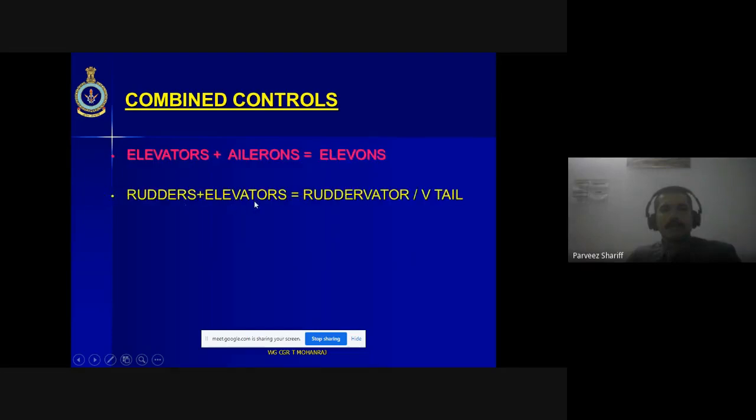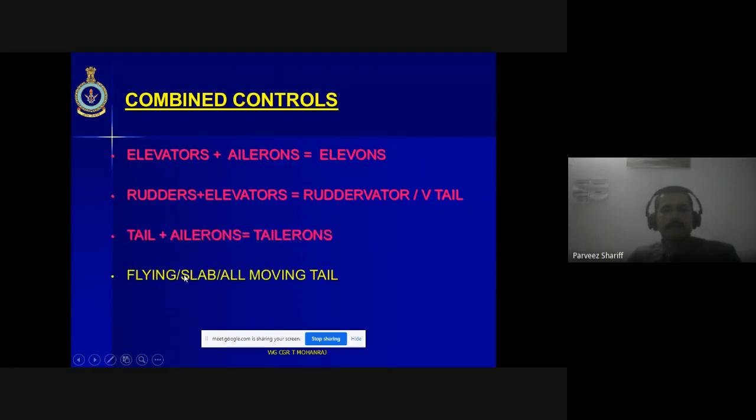And rudders plus elevators are combined, and that is called ruddervators or V-tail. So V-tail planes also we will see, where rudders and elevators are combined. And tail plus ailerons is equal to tailerons. And the flying slab is an all-moving tail.